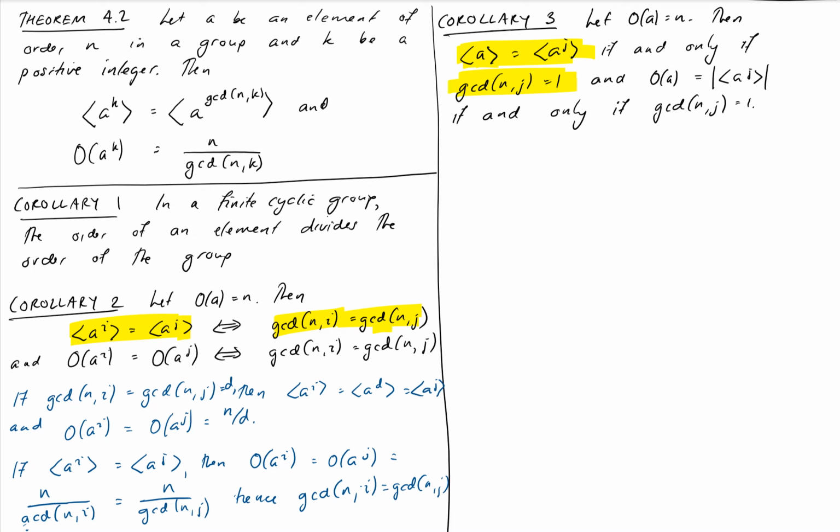Okay, and then there's a corresponding statement about the orders. That's a very important one because it says when two elements are both generators of a cyclic group, or what is the condition for a to the j to be a generator of our cyclic group.